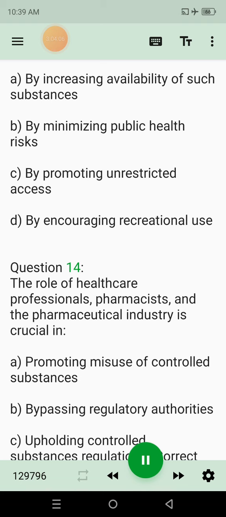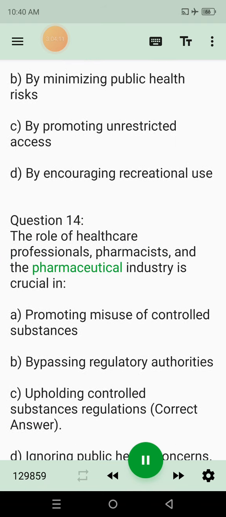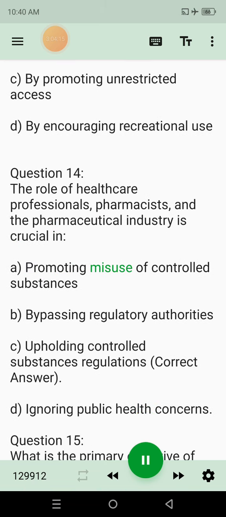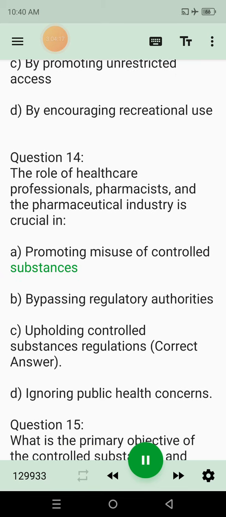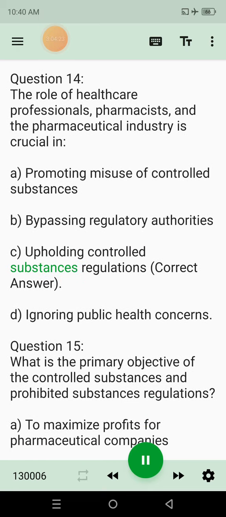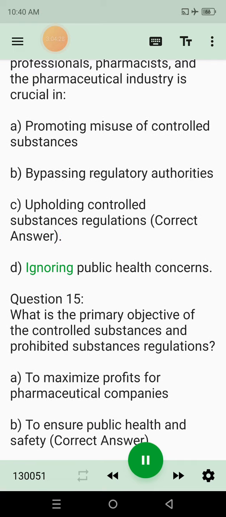Question 14. The role of healthcare professionals, pharmacists, and the pharmaceutical industry is crucial in: A. Promoting misuse of controlled substances. B. Bypassing regulatory authorities. C. Upholding controlled substances regulations. Correct answer. D. Ignoring public health concerns.